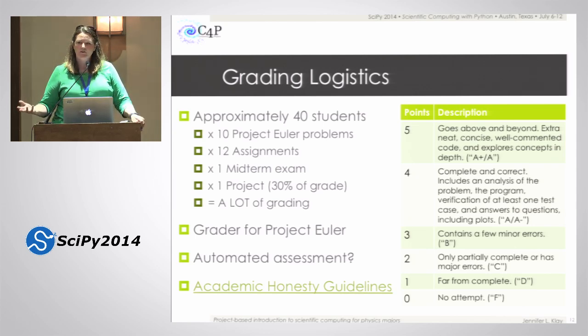So we have about 40 students in 2 sections of roughly 20 each at a time. Each of them did Project Euler problems, which is basically just simple programming exercises to kind of get them to practice their skills. 12 assignments on the different tours and topics that we covered, 1 midterm, and their project, which was 30% of the grade. So all of that added up equals a lot of grading for the instructor.